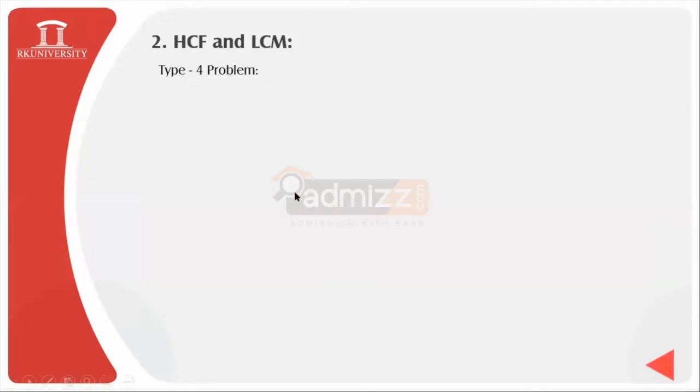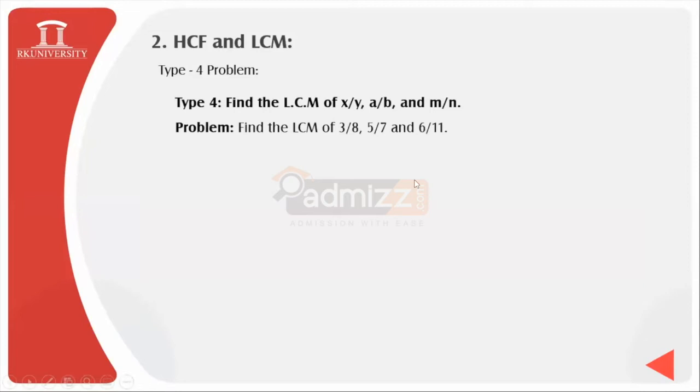Let us try to simplify one question based on this LCM type. So let me redirect you to the type number 4 problem. Type number 4 involves finding the LCM of x upon y, a upon b and m upon n. The problem offered to you will be like this: we need to find the LCM of 3 by 8, 5 by 7 and 6 by 11. So now we need to find the LCM of 3, 5 and 6 and the HCF of 8, 7 and 11. Now this HCF value finding is very easy. Yes, very good.